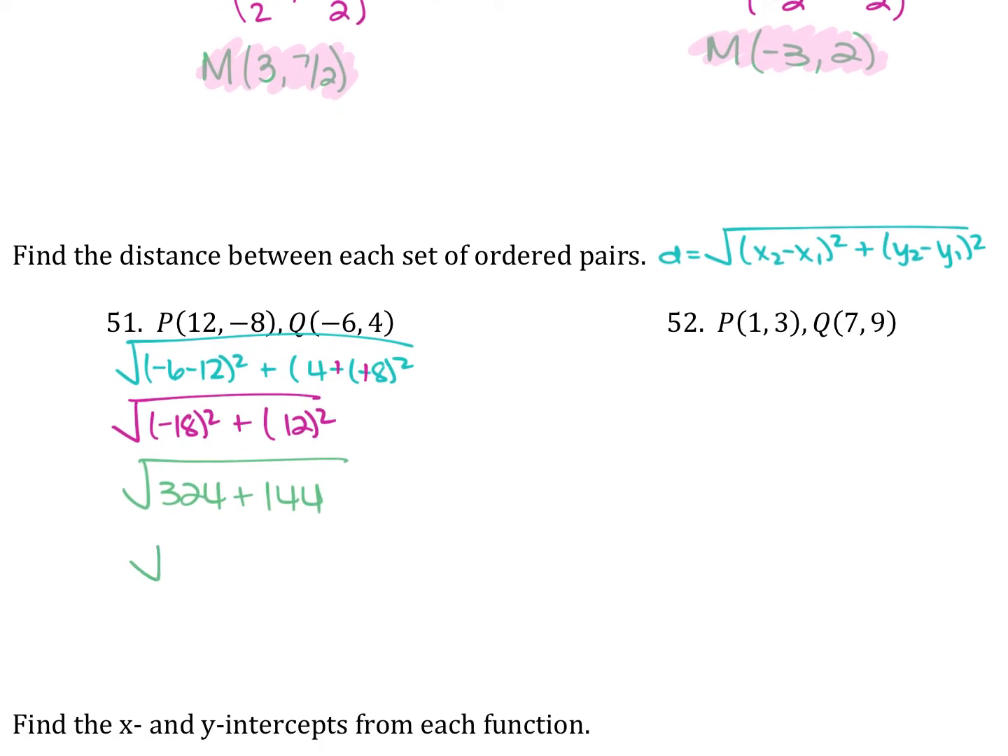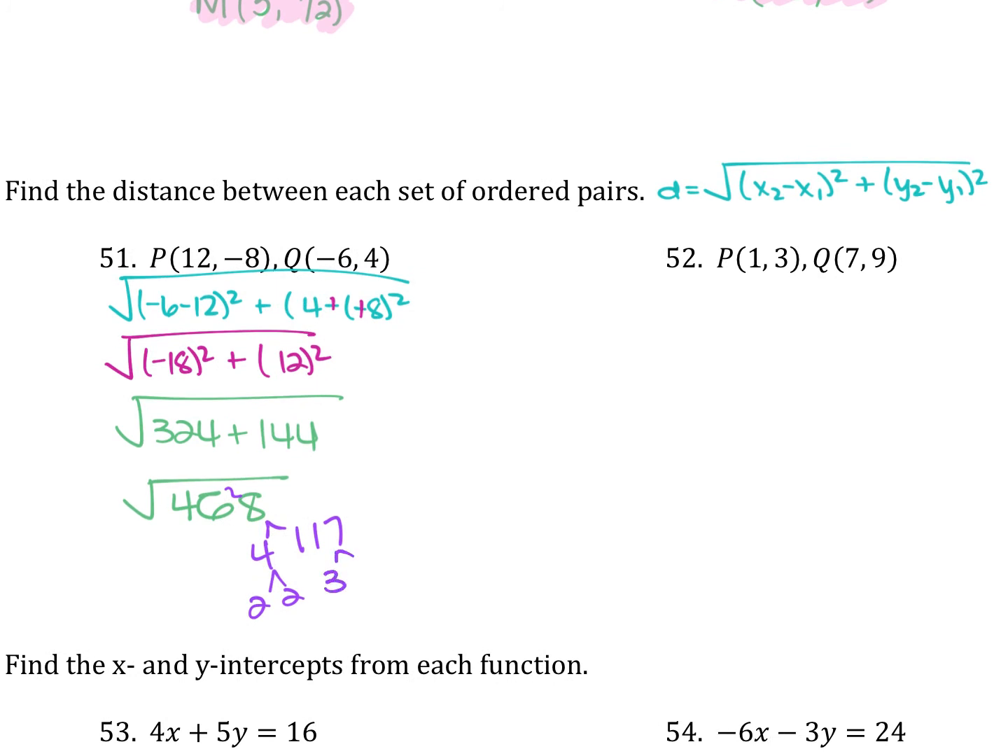So this gives us the square root of 468. That 468 is divisible by 4, I think. 4 goes into 4 one time, 4 goes into 6 one time with 2 left over, so 4 goes into 28 7 times. The 117, this is 2 and 2.